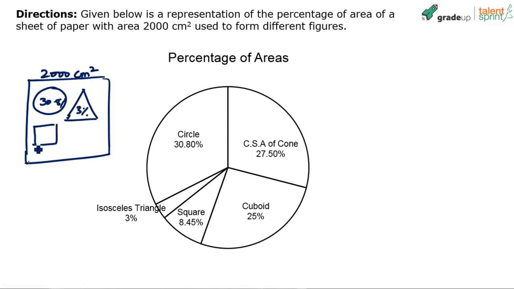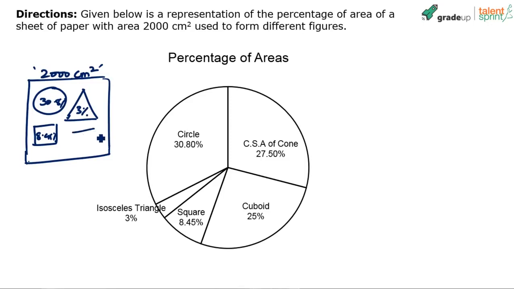Then there is a square which has been cut out. It is 8.45%. It occupies 8.45% of what? All these percentages would be with respect to 2000 centimeters square. The total for this pie chart is 2000 centimeters square. Then there is also a cuboid which has been cut out. Now you cannot make a cuboid from a sheet of paper, but they have taken different pieces. A cuboid is nothing but a rectangular box. So they have taken 6 different rectangular pieces and made a cuboid out of it.